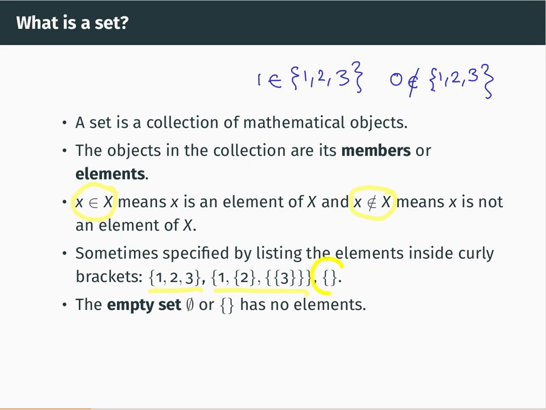A further important example is this one. This is the set which has no elements at all. It has a special name, it's called the empty set, and there is an alternative and perhaps more common notation for the empty set, which is a 0 crossed out like this. So that denotes the set which has no elements at all. So in particular, no matter what x is, x in the empty set is always a false statement.